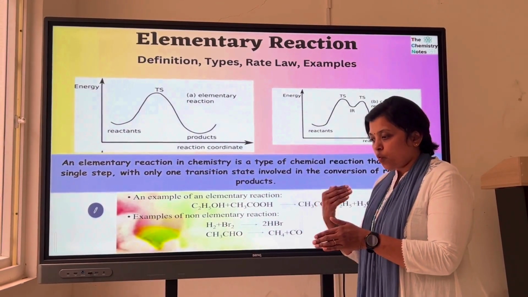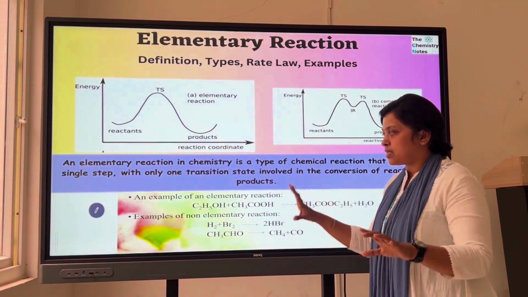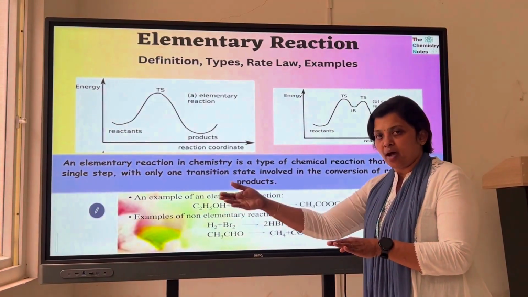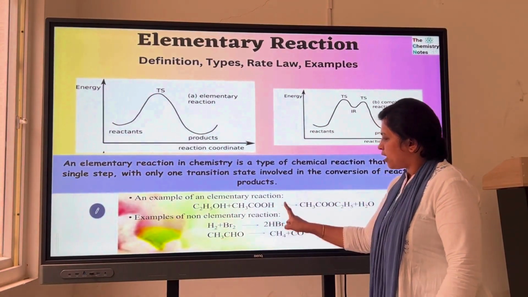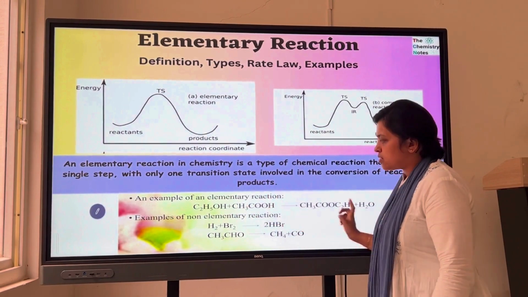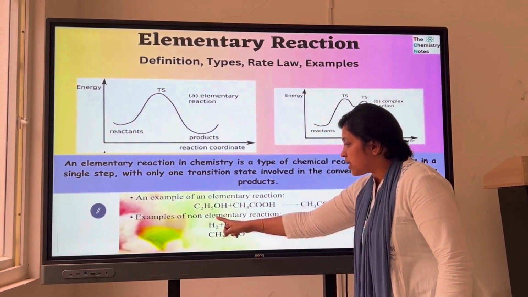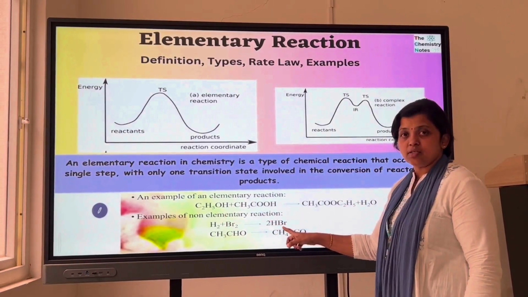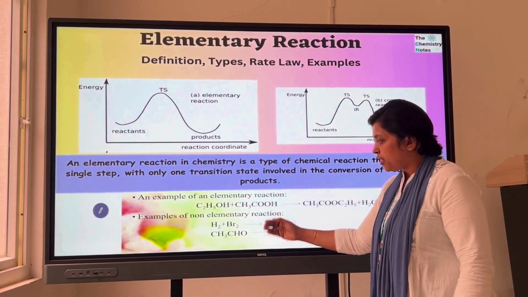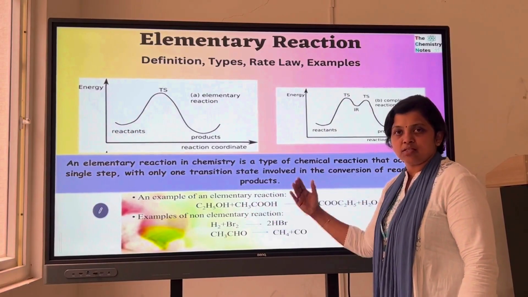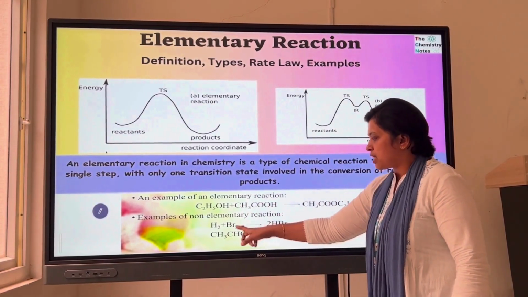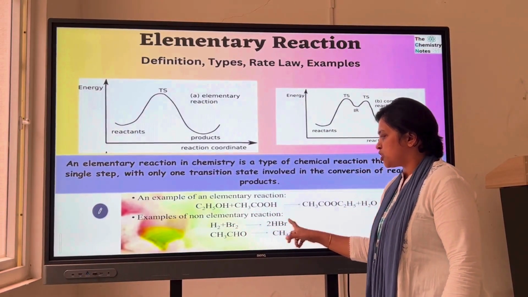Can we split this reaction into different parts? No, we can't. Only one expression is enough to mention this reaction. But this is the example for the non-elementary reactions. You can see more on non-elementary reactions in the coming sessions. Now this is the example: H2 plus Br2 gives 2HBr.